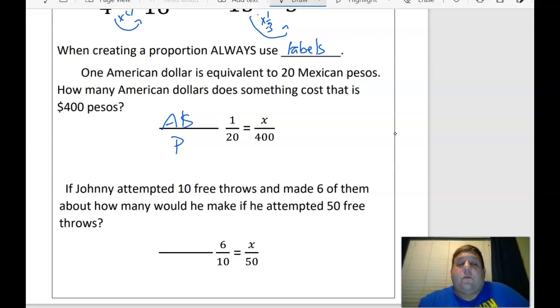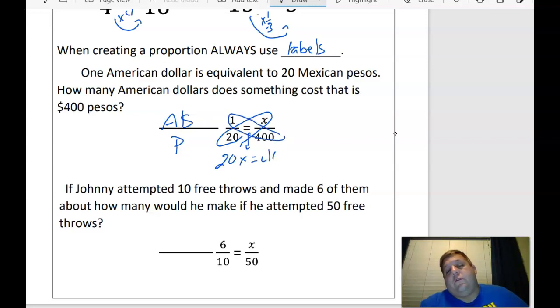The way we would do this is we would cross multiply. Actually, let's back up. There are 3 ways we could do this. One of them is to cross multiply. So we would do 20 times x, and bring down the equal sign, equals 400. I'm going to draw a line down the equal sign, and we're going to divide both sides by 20. And we haven't learned this yet, but we will. So x equals 20.